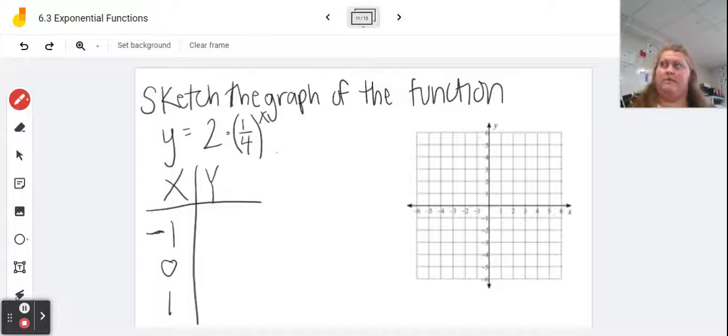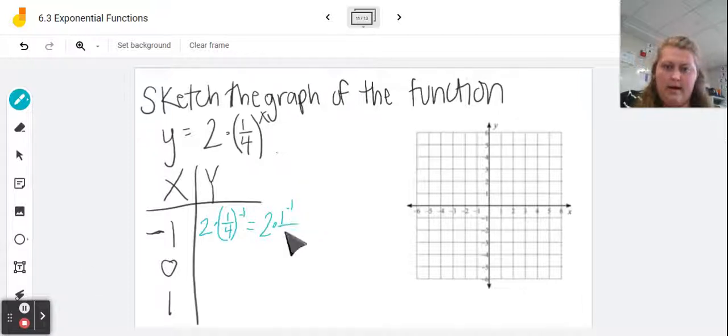All right, now an example that you might see on your homework. I have -1, and I'm going to plug that in for x. So 2 times 1/4 to the -1 power. That really will be 2 times 1 to the -1 over 4 to the -1. Now to make these exponents positive, I flip them to the other side of the fraction. So it's really 2 times 4 over 1, and multiplying fractions, 2 times 4 is 8 over 1, or 8. So my first ordered pair is -1, 8.